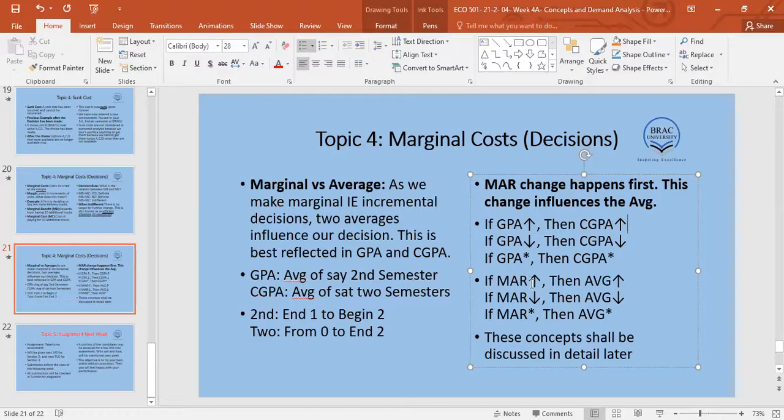When marginal change happens first, and if marginal is increasing, GPA is increasing. That means the change after the marginal change, the average change, must also be increasing. So if your GPA has increased in the second semester, CGPA must be increasing at the end of 2 semesters. Got the logic now? So GPA is just your marginal change, CGPA is your average change. Once we get into more details regarding the graphs, which we will, it will become more clear. Okay?